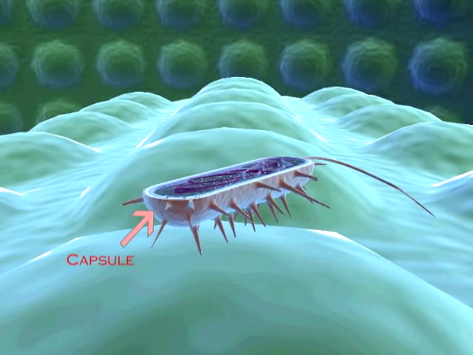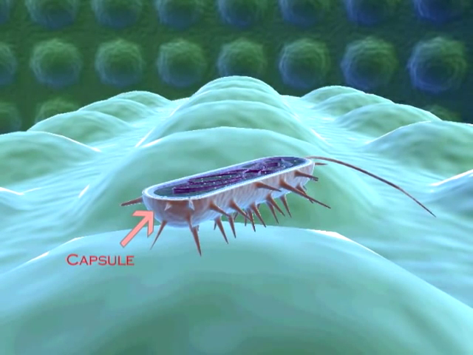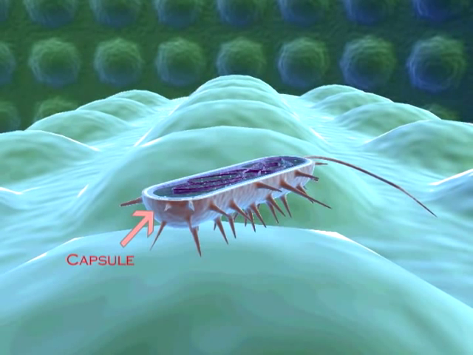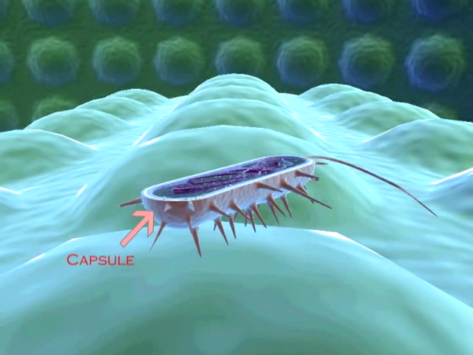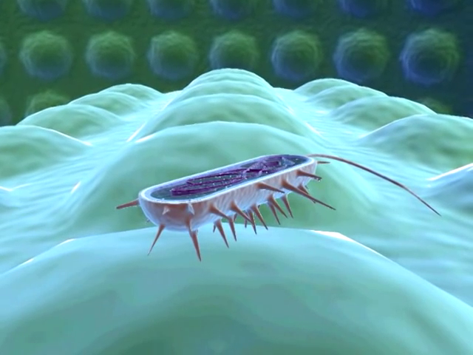Most bacteria species have a protective layer known as a capsule. This significant aspect of the cell is critical in protecting the cell from drying and from being engulfed by larger microorganisms.